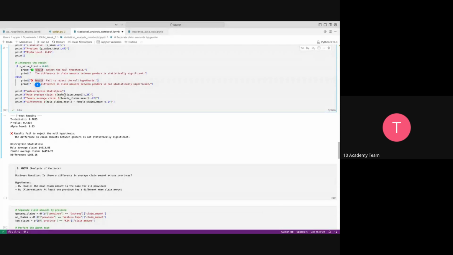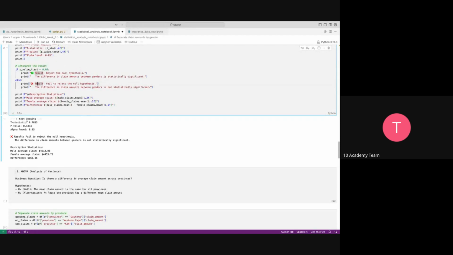Then we will see the mean, the average between the two and their difference, and see if it is appropriate. Okay, yeah, so let's see. The result that we have found is 0.7835 for the t-statistic, but the p-value is greater than, yes.